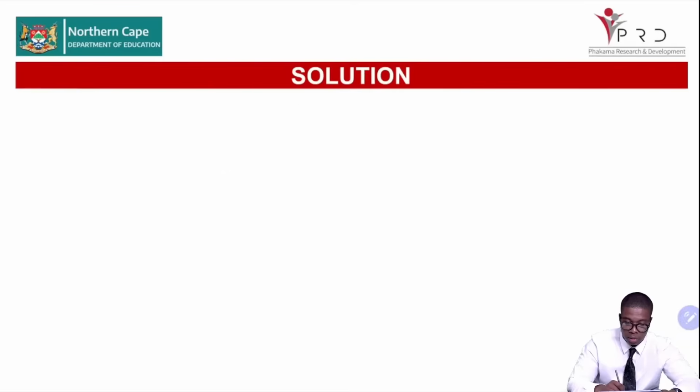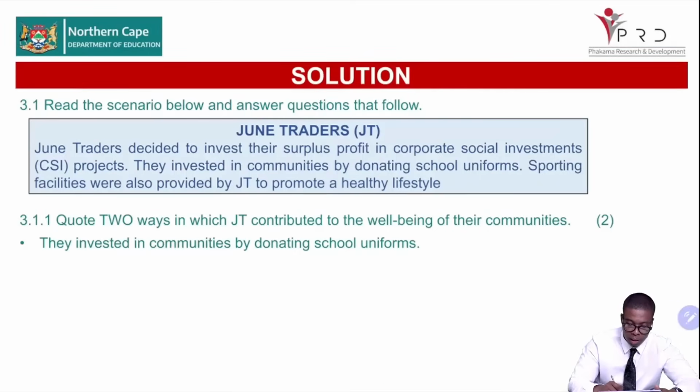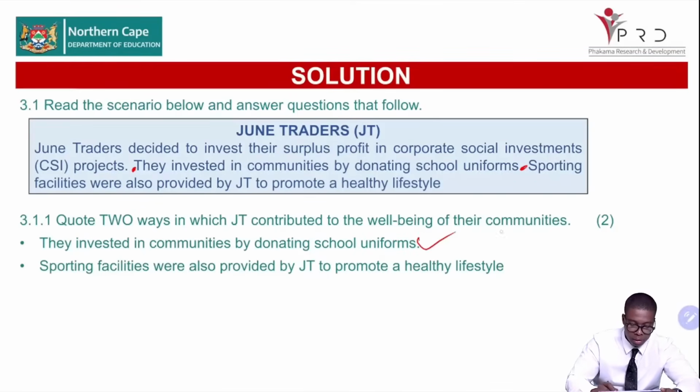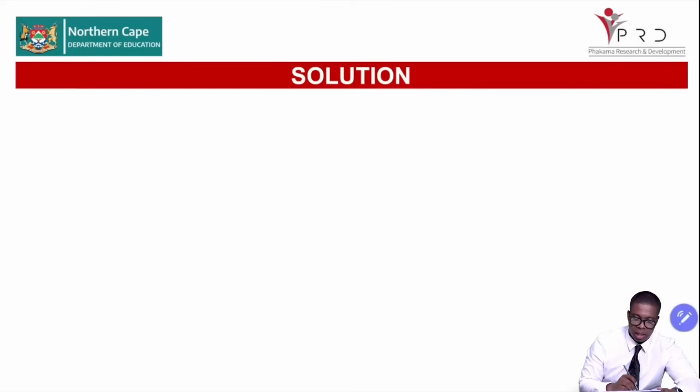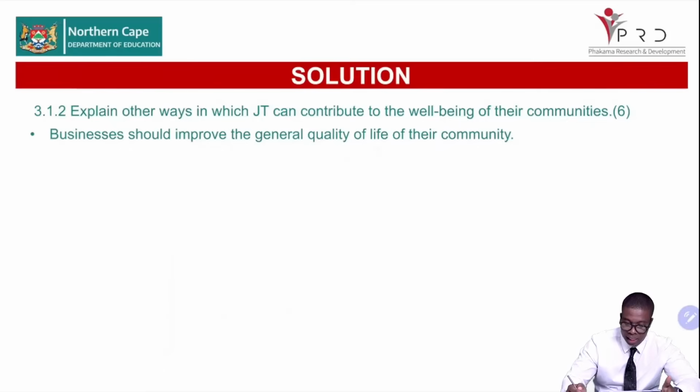Now let us look into the solution. We need to know how to quote. We quote as it is from the sentence, from where it starts to where it ends. They invested in communities by donating school uniforms. Number one. Number two, sporting facilities were also provided by JT to promote a healthy lifestyle. Then we look into what now? Explaining other ways. What are the other ways of contributing to the well-being of the community? When the question says other ways, by now you should be knowing, grade 12.